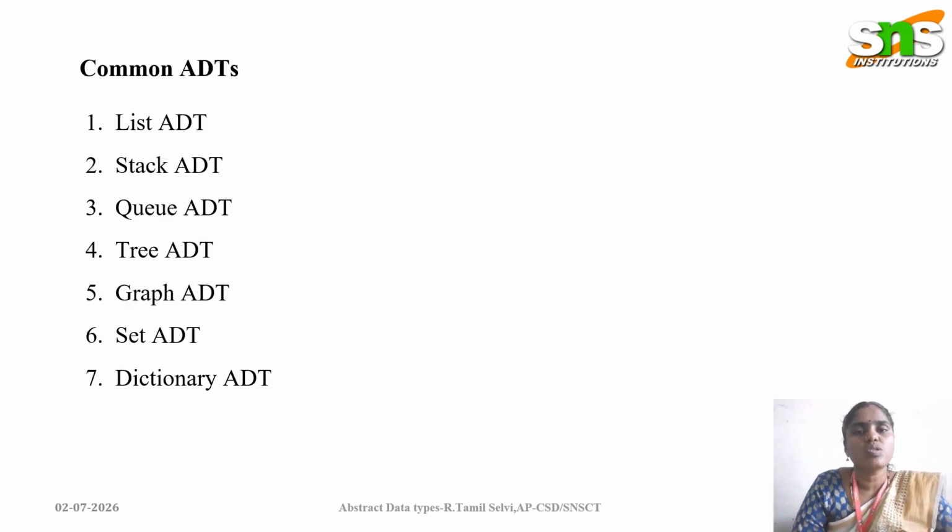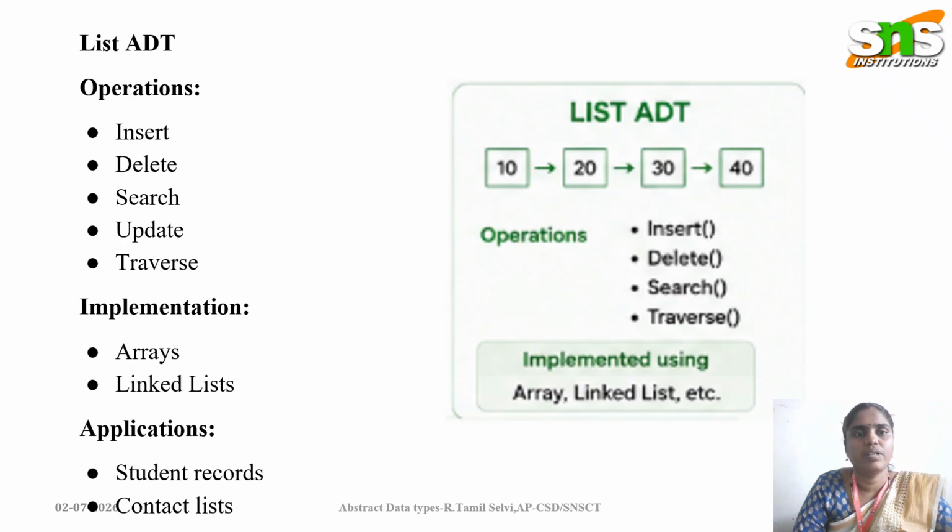Let's look at the most common abstract data types like list ADT, stack ADT, queue ADT, tree ADT, graph, set, and dictionary. The first one is list ADT. In list ADT we can do some operations like insert, delete, search, and traverse. And we can implement the list ADT using array and linked list. Some of the applications are student records and contact list.